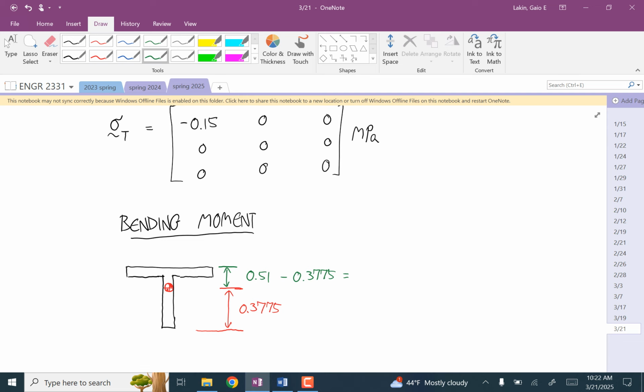No, I would have told you the moment. It's much smaller. So this green distance is 0.1325.